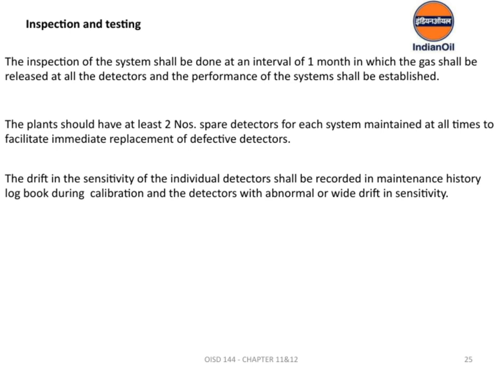Now, regarding inspection, the system should be checked every month. During this inspection, we release gas at all detectors to verify they are responding correctly and that the system is functioning as intended. This regular testing is vital because it confirms the system's operational integrity and helps us catch potential issues early. Overall, these procedures, tracking drift, maintaining spares, and monthly testing, are all about ensuring our gas detection systems remain reliable and effective in safeguarding the plant.